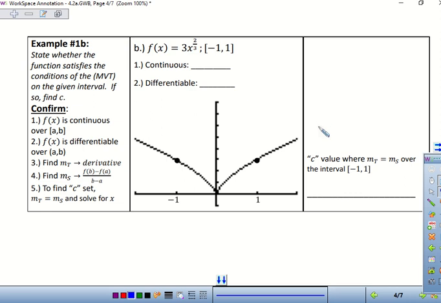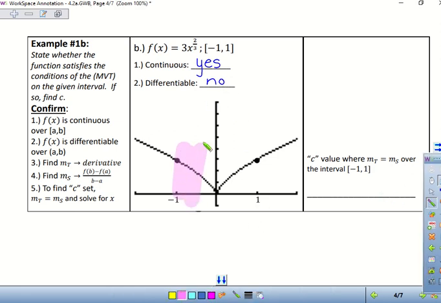So this one here, first thing we've got to figure out, is this function continuous over the interval? Yeah, there's no breaks of any type. Is it differentiable over the interval? No. So here's where you have to be careful. Yeah, it's continuous, but it's not differentiable. Why is it not differentiable? Cusp. It's got a cusp in it, right? So right here we have a cusp, so we can say that this doesn't hold.